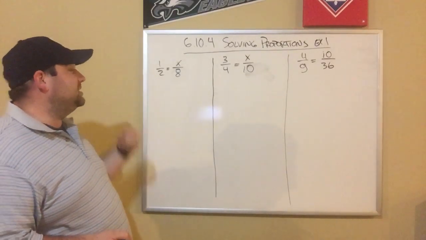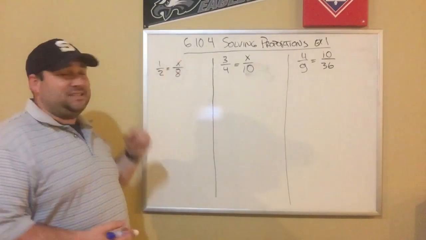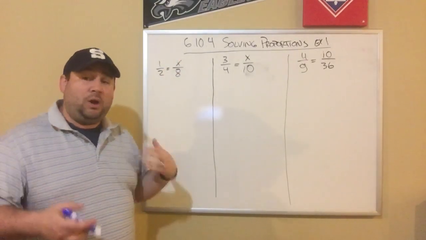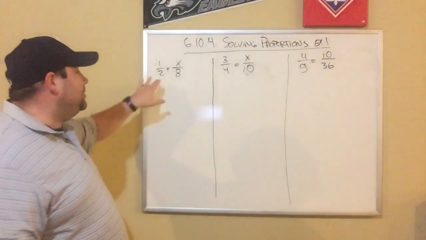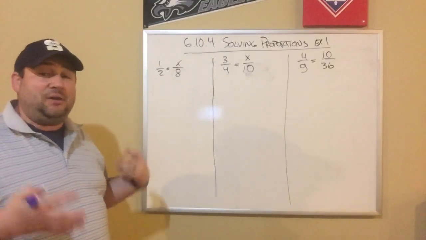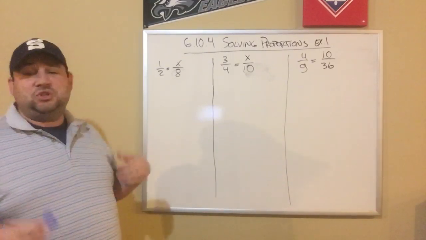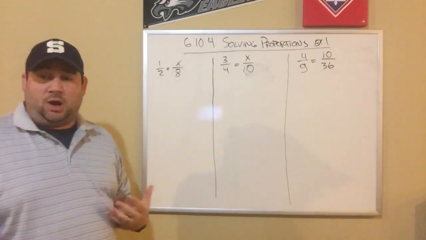So when I look at my first example, it says 1/2 equals x over 8. So x is my variable. I'm trying to figure out what number x must be. Now some of you probably can look at this and you know the answer. But it's important to understand the process of how to solve a proportion because they're not always going to be that simple. To solve a proportion, what we do is we cross multiply.